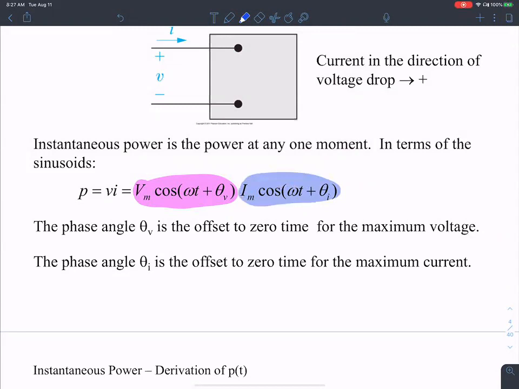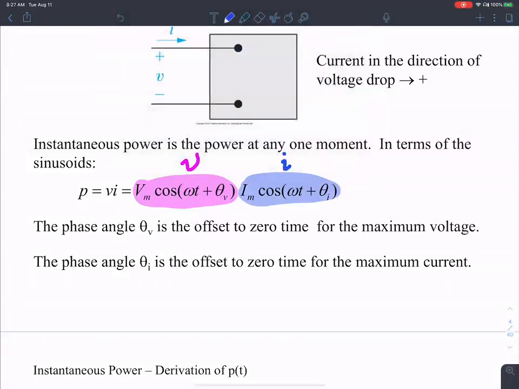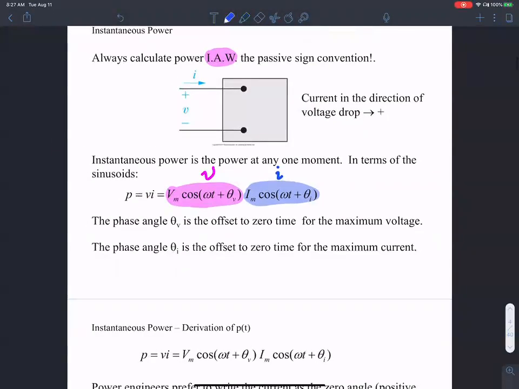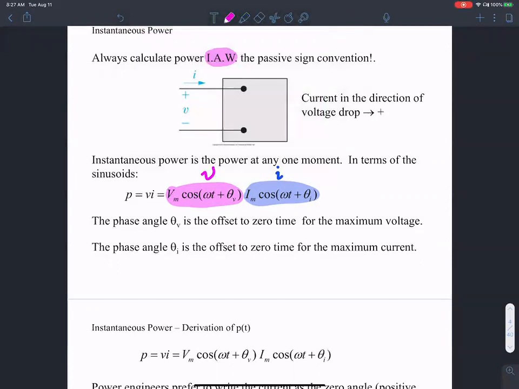Okay, voltage times current gives you power. Power is V times I. Where you see, the voltage has a phase angle of theta V, and current has a phase angle of theta I. Okay, now it's a matter of simplification.